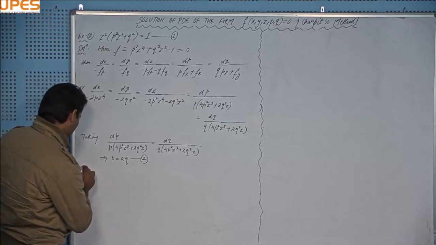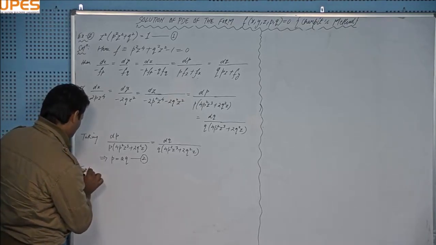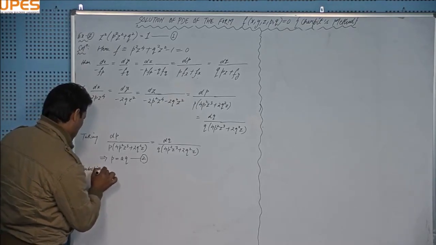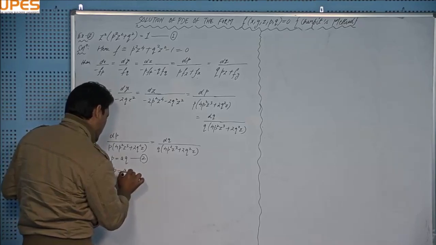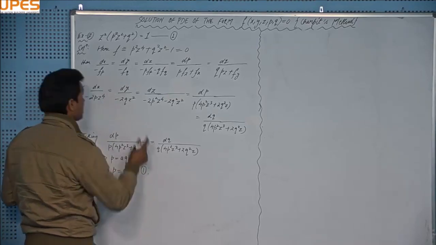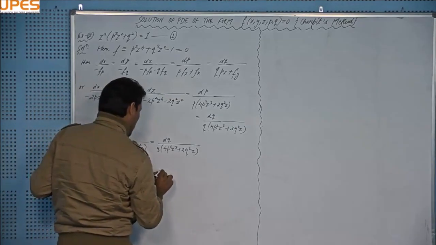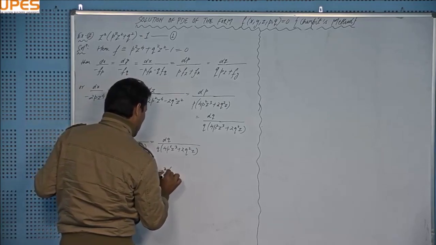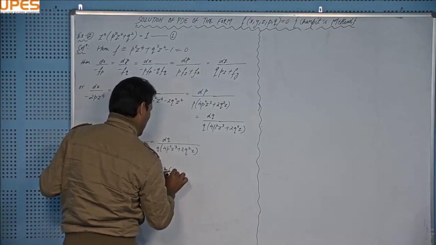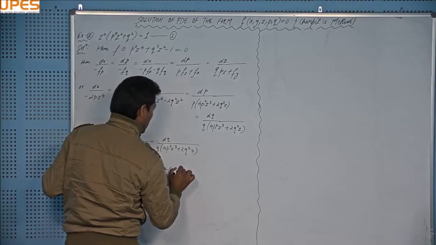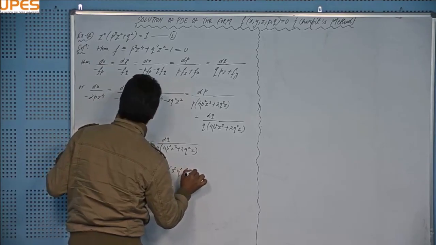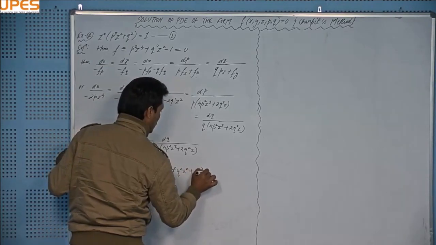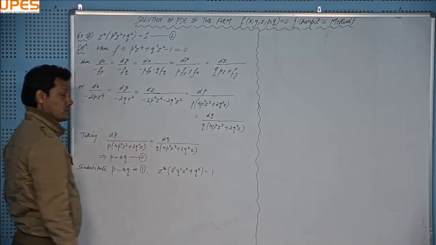So substitute p is equal to a times q in equation number 1, right? And that will give me z square times, and the value of p square will be a square q square, and then z square plus q square equal to 1. I have to find q from here, remember that.